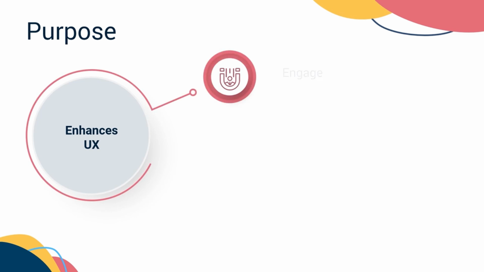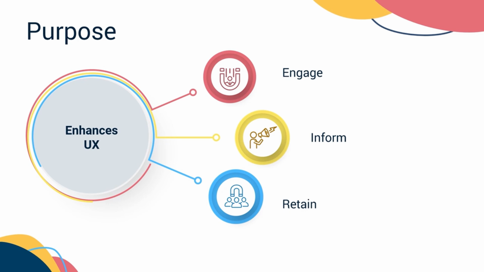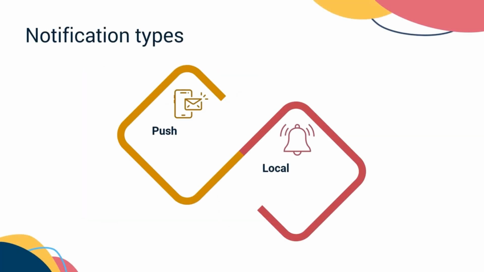Notifications enhance the overall user experience. You use notifications in your apps to engage and inform users about events or updates related to an app. Notifications can even appear on the screen when the app is not in use, providing timely information and encouraging users to return to the app. There are two types of notifications, push and local. Push notifications are messages sent from a server to the user's device. Events in the app, such as a new message or a product sale, can trigger a push notification.